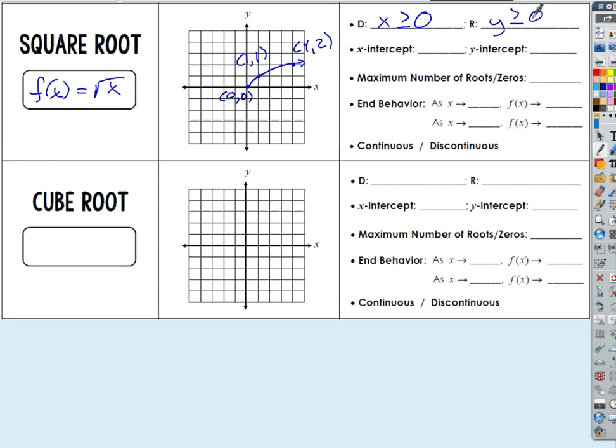What's the x-intercept? 0. How about the y-intercept? What about the maximum number of roots? 1. Good. Maximum number of roots is 1. Okay?